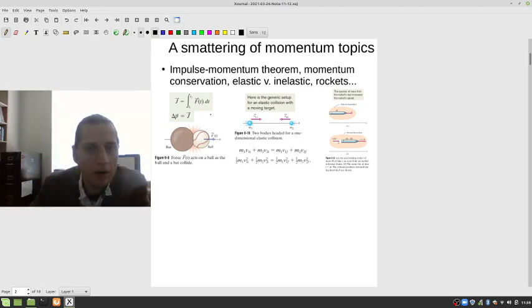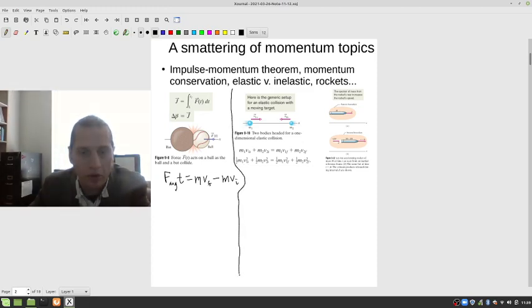Okay, so the first type of problem you might run into is something like this, where you have an impulse creating a change in momentum. So the classic example is a bat hitting a ball. And so if you have your average force times the amount of time, it equals mv final minus mv initial. Okay, so that's your impulse momentum theorem. Not too hard to apply, but it's just a matter of remembering when to apply it.